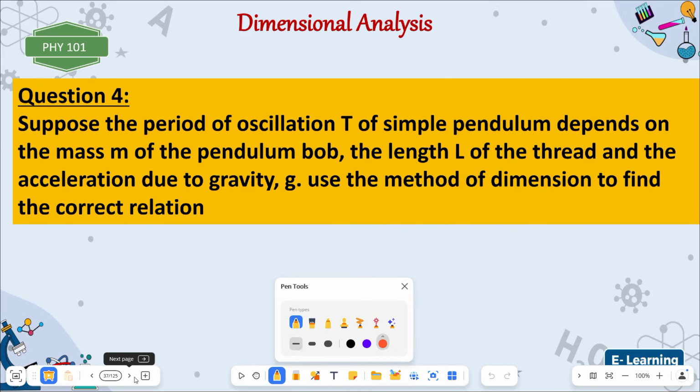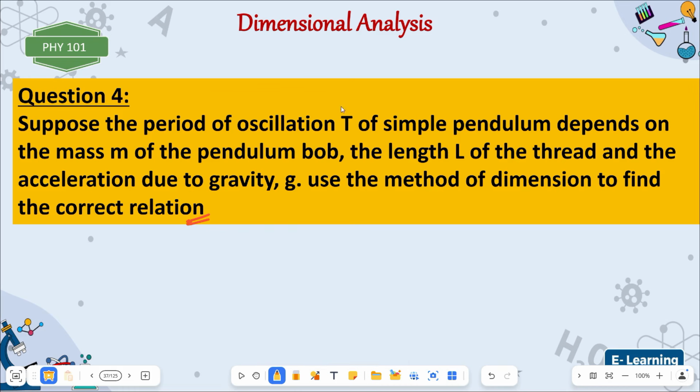All right. The next one. So we have other applications of dimensional analysis. And this one is how to check the relationship between physical quantity using dimensional analysis. So let's look at this. Now, we have a question here that says that suppose the period of oscillation T of a simple pendulum depend on the mass of the bulb, the length of the thread, and the acceleration due to gravity. Use the method of dimension to find the incorrect relation. Now, how do we do something like this?